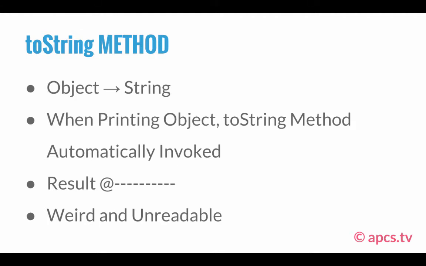And the result is not something that's readable. It's the class name, then an at sign, and then some numbers come up. This is all part of the memory location of the object, and that's something that's complicated and not very useful for the user. It's weird and unreadable, so that's why we take a look at the toString method more in depth to see how we can modify it so that it's more useful for us.